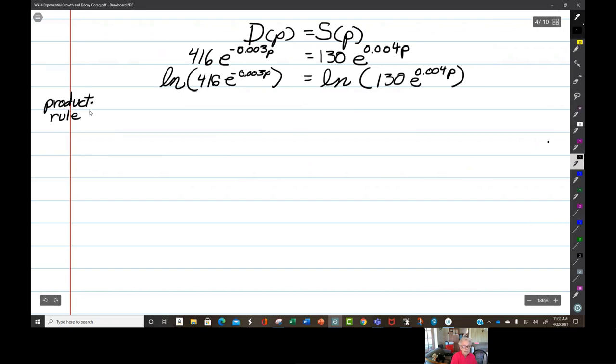Here's what that's going to give me. It's going to give me the ln of 416 plus the ln of e to the negative 0.003p. That's what the product rule does.